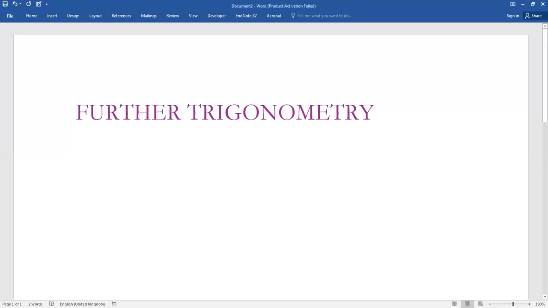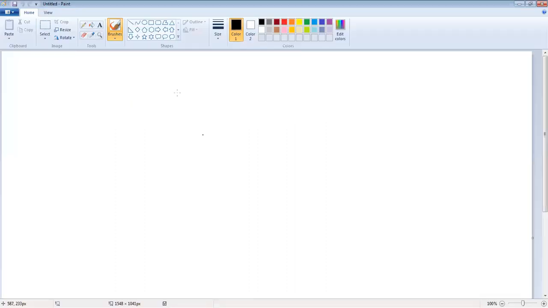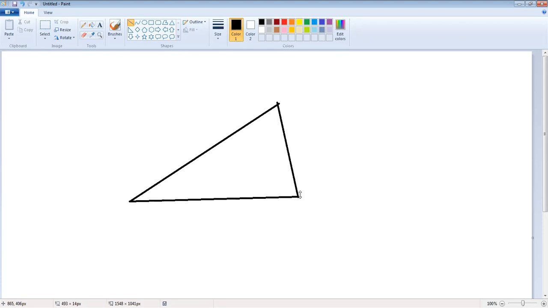So let's continue with trigonometry. We did the basics of trigonometry, which involved a right angle triangle. Now, if we have a triangle other than the right angle triangle, then what do we do? Now, let's use this triangle.